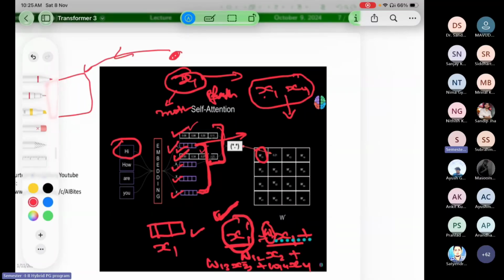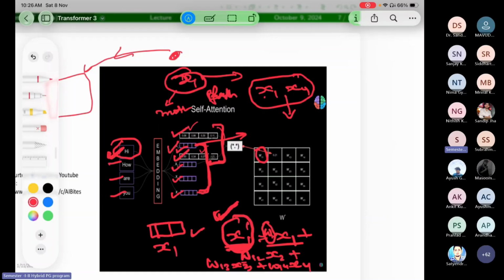It was having just the information of hi only. But when I got x1 dash, now in the x1 dash we have the information of hi only, but now we have also incorporated the information from how are you. So now hi is containing the aggregated information of hi, or the best information of hi, with the help of hi, how are you, everyone. Okay. So in this way, for every word, you will be doing this.